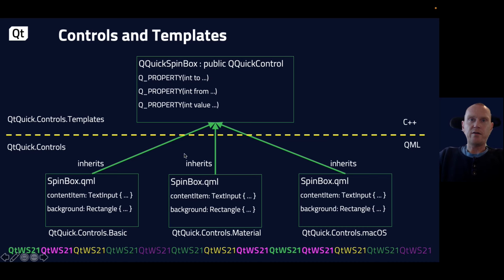And at the bottom here are all the QML subclasses. We have one for each style. So the spinbox in the basic style inherits from this template, the same with the Material style spinbox, and also for macOS. And they take care of how a spinbox should look in the respective styles. They contain delegates and animations with insets and padding and so forth, but they contain no spinbox logic.